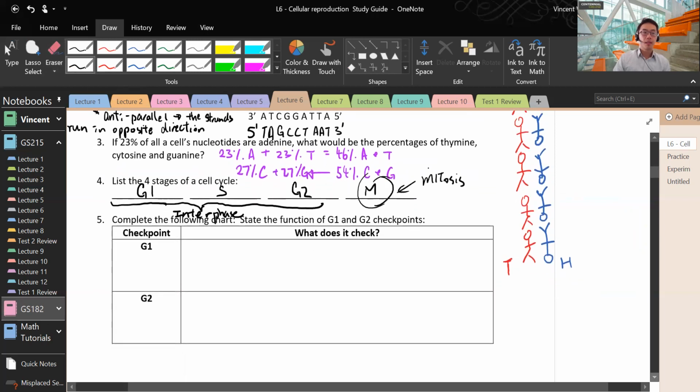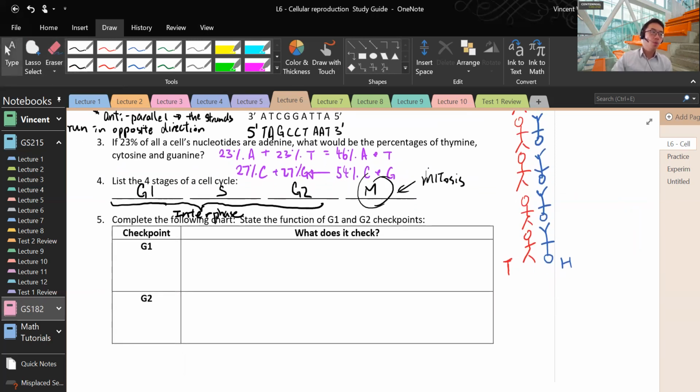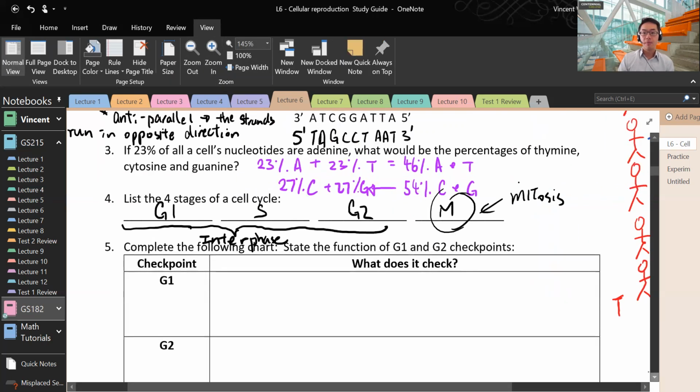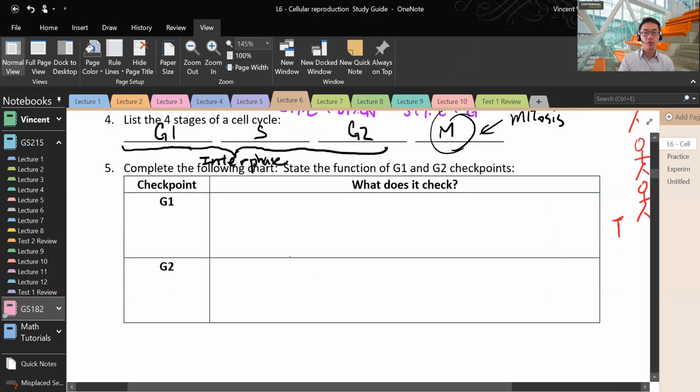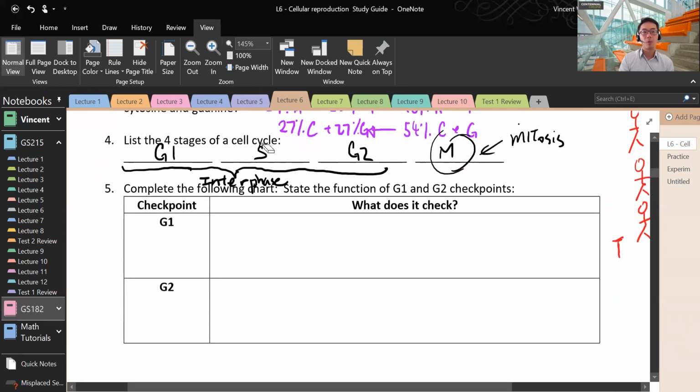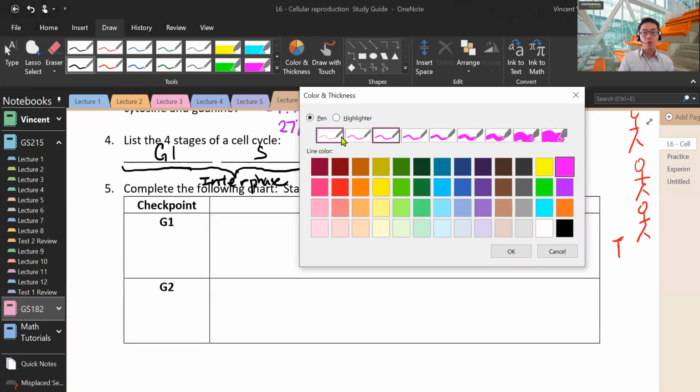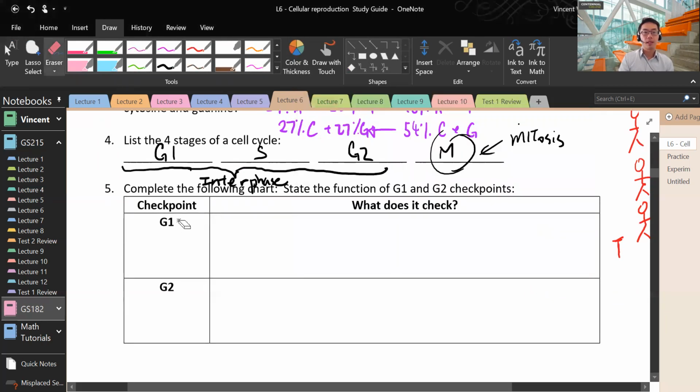All right. So let's take a look at the G1 and G2. It's like getting your driver's license. You got to pass your G1 first before you can do your G2. Okay, but then there's going to be a little bit of wait time in between. So let's take a look at what's going on in G1. Okay, so in checkpoint number 1, G1, we want to check for a couple things. For example, we want to check for cell size.